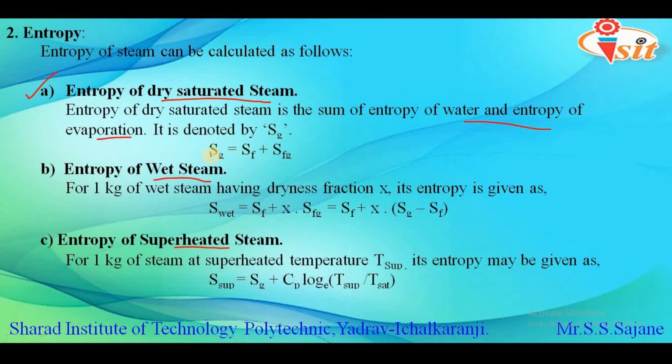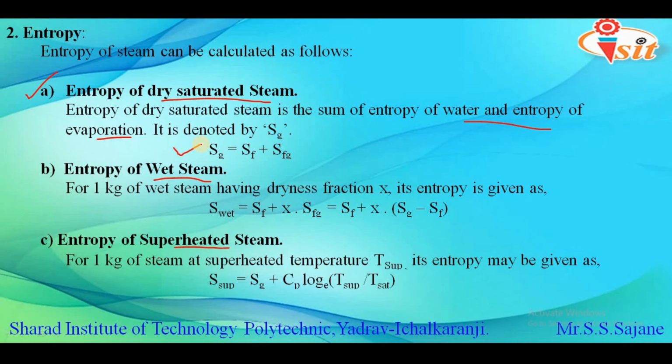And the mathematical formula to calculate this entropy is given as follows, that is Sg is equal to Sf plus Sfg. So we have now understood how we are going to calculate these values, that is Sf can be calculated from the saturated liquid line, Sg can be calculated with reference to the saturated vapor line, and the value of Sfg can be obtained from the wet region.